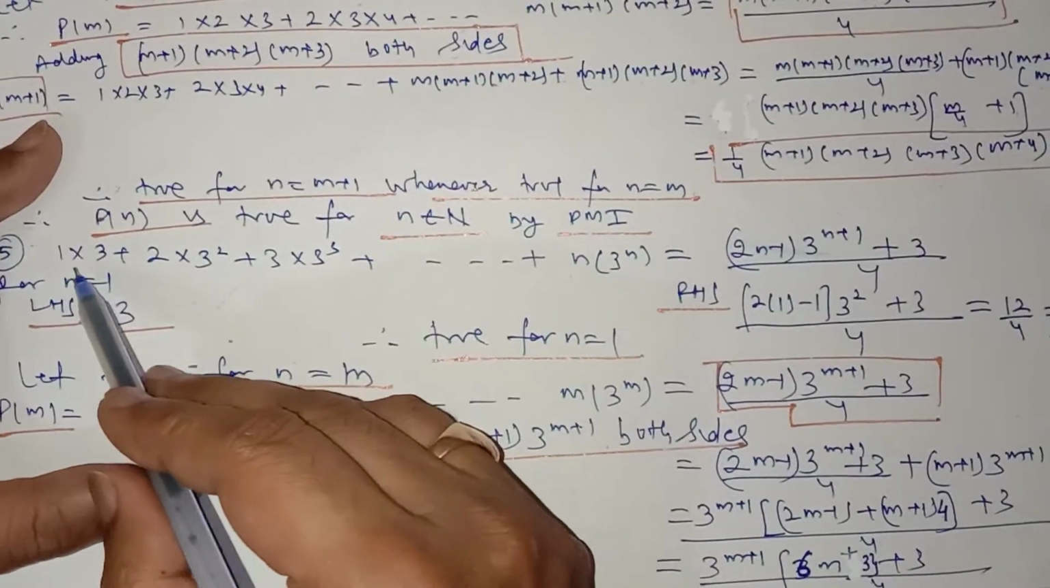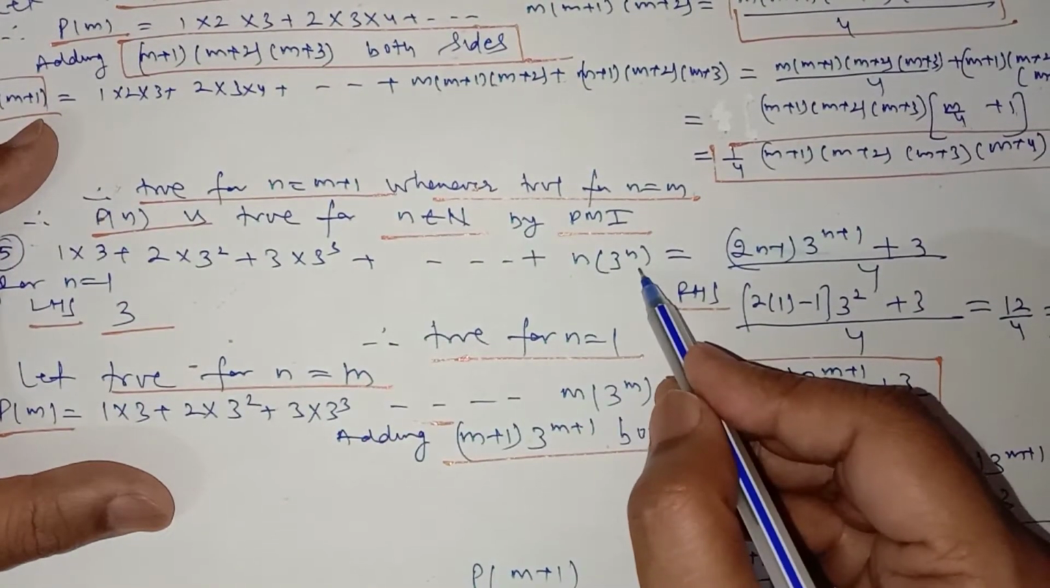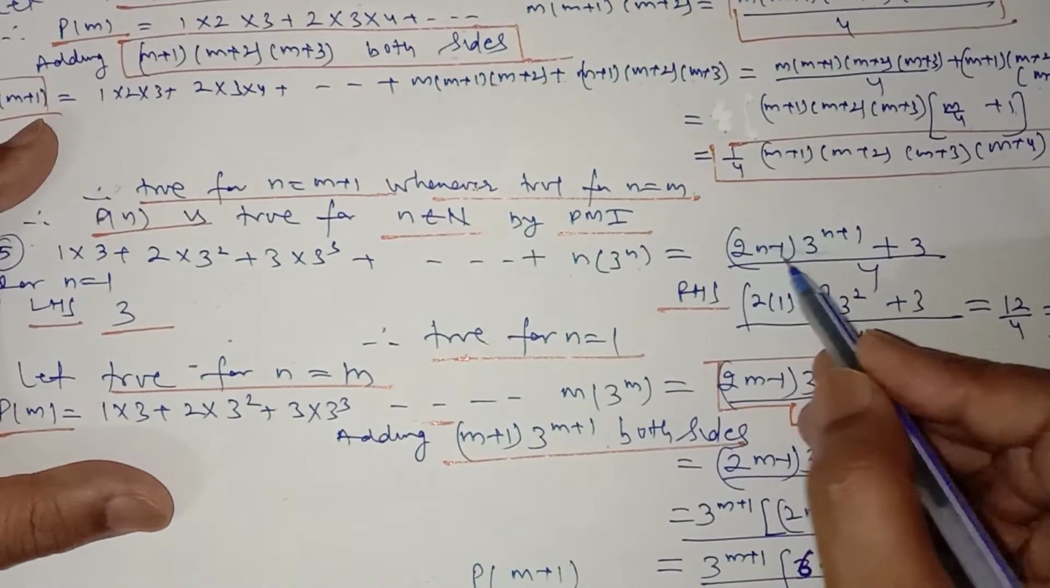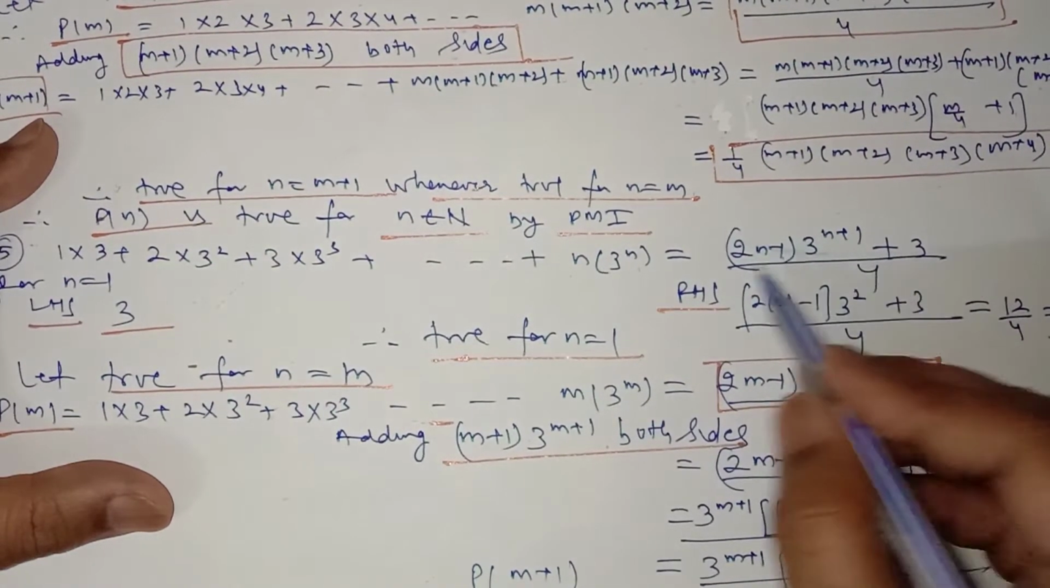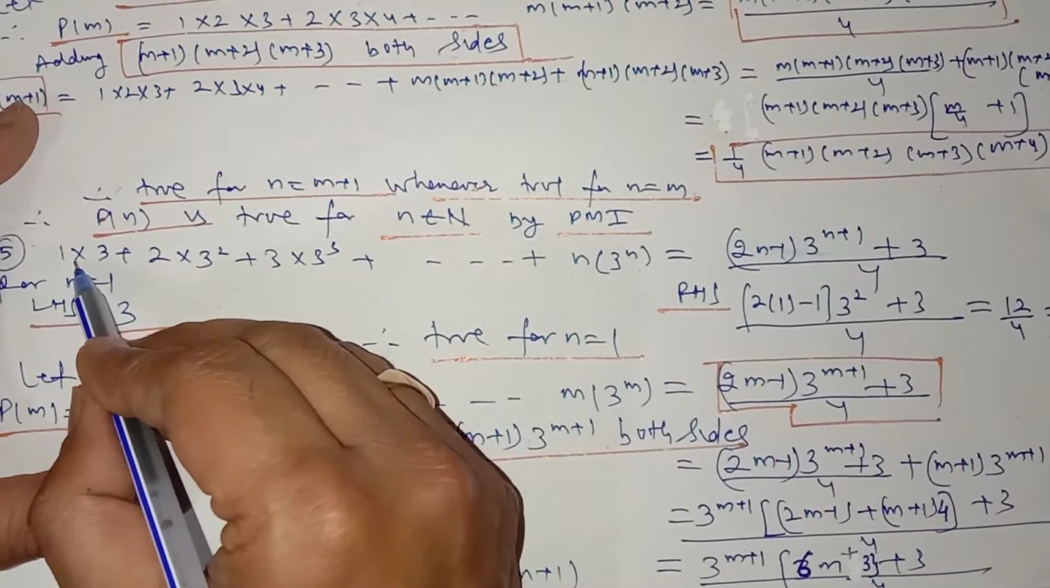So in question number 5: 1 into 3, 2 into 3 square, 3 into 3 cube, up to n into 3 raised to power n is equal to (2n minus 1) into 3 raised to power n plus 1, plus 3, upon 4. This is the sum of these terms, which is equal to this. So again, let this be equal to P(n).